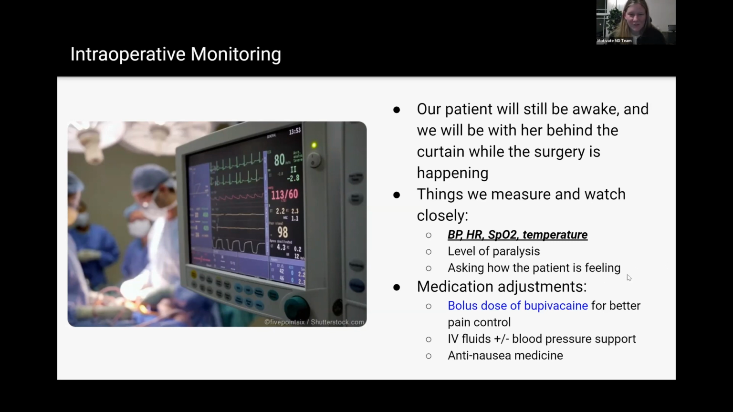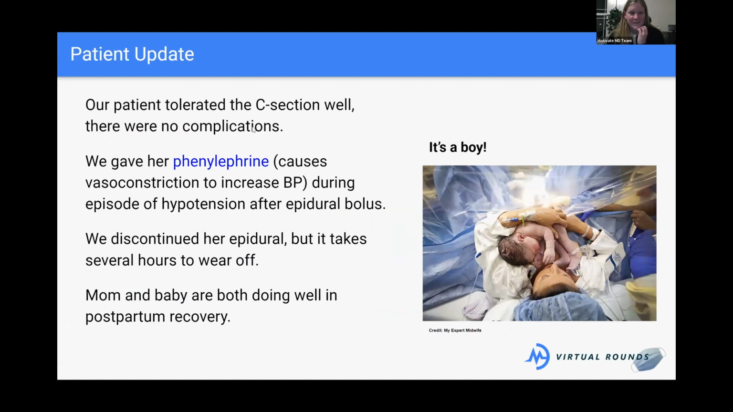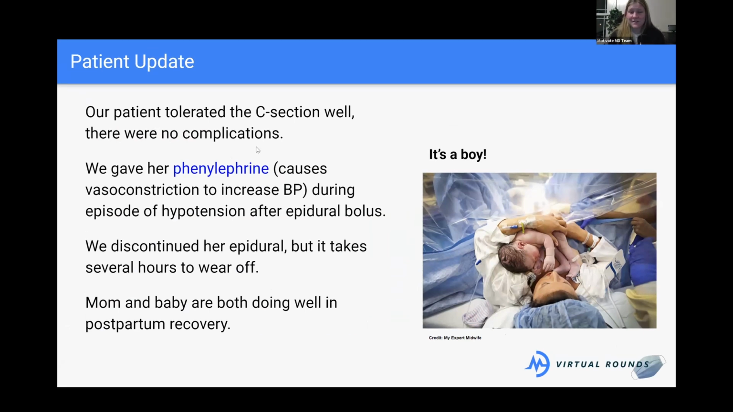Okay. And if not, like I said, we can always go back. So, quick patient update. It's a boy. Yay, congratulations. Our patient did tolerate the C-section well, and there were no complications.